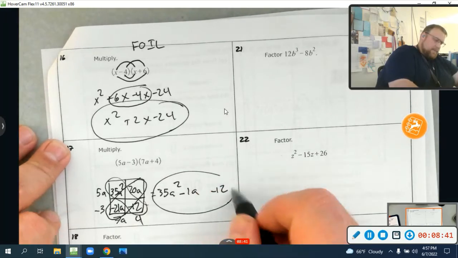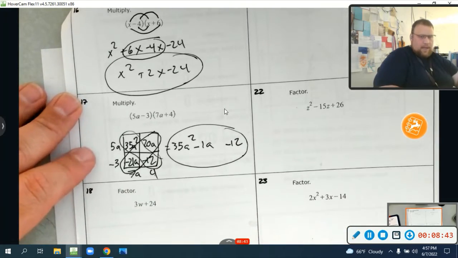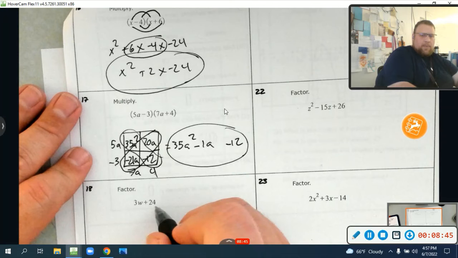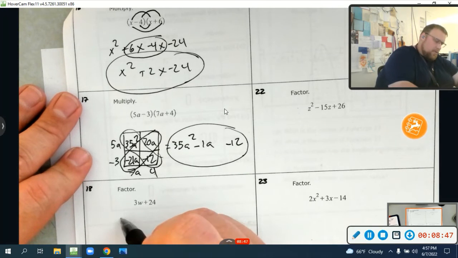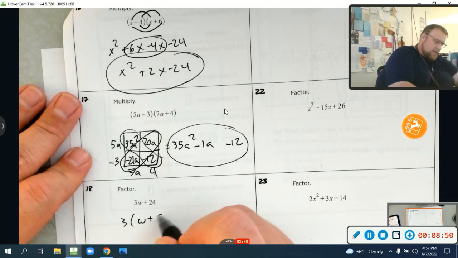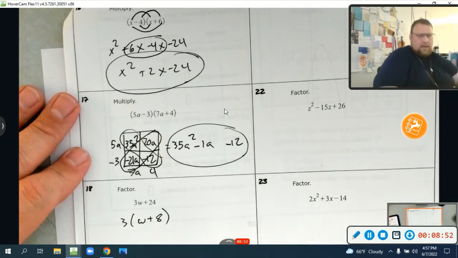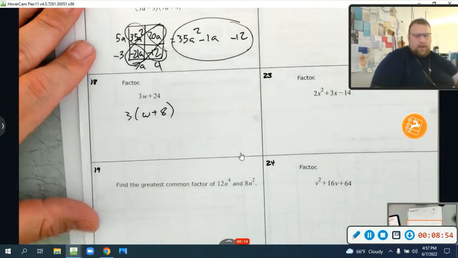Okay. Let's go on to 18. Factor. What can I pull out of a 3w plus 24? I can pull a 3 out, and that leaves me with w plus 8. Just that reverse distribution, don't forget.